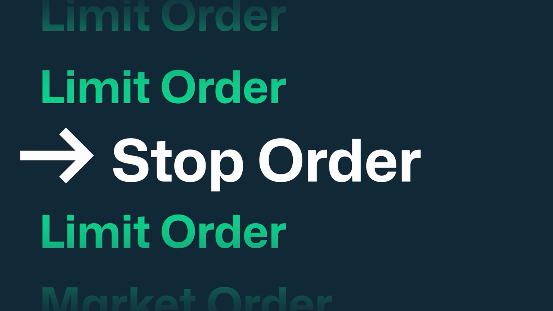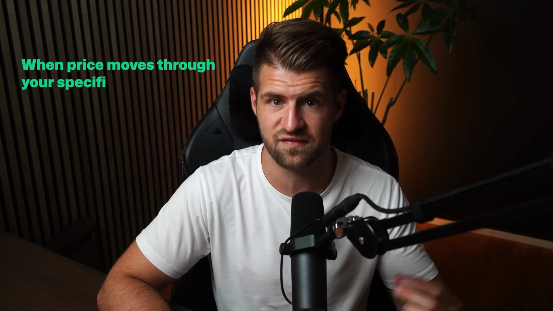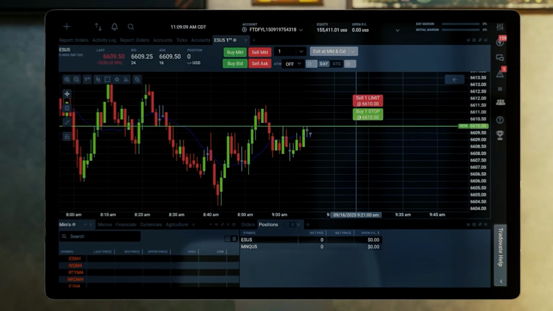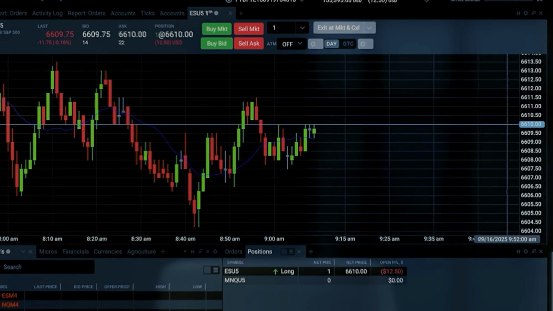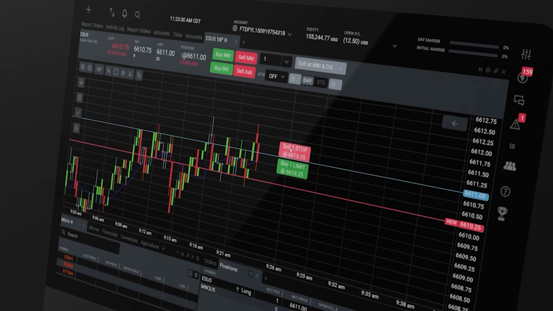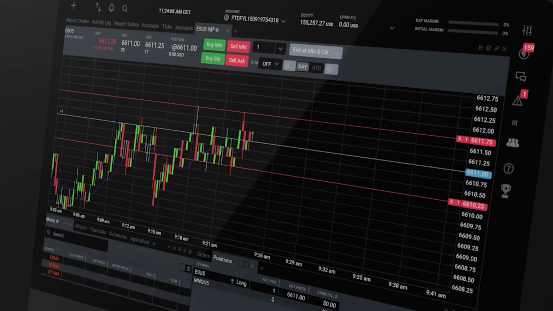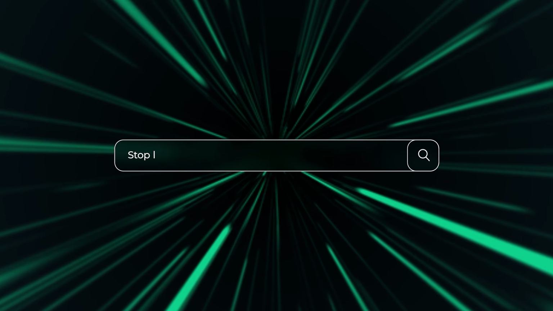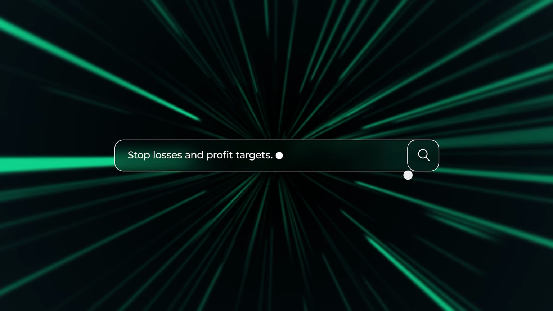Stop orders. Stop orders are the opposite of limits. They get triggered when price moves through your specified level and then become market orders. For an entry, let's say you want to buy a breakout above resistance. You place a buy stop above the current price, and when price breaks through, you're automatically in the trade. For the exit, let's say you need to limit losses on a trade that has gone wrong. Well, you place a sell stop below your entry price, and if price drops to that level, you're automatically out with a controlled loss.